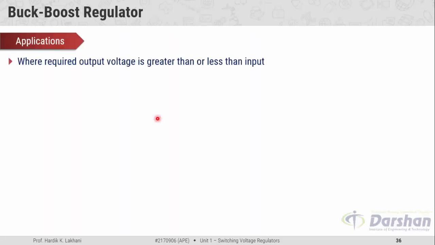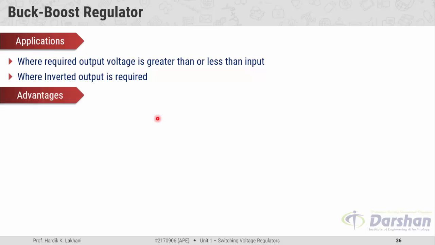Applications of buck boost regulator: whenever the application demands variation in the DC voltage, sometimes greater magnitude of DC voltage and sometimes less magnitude of DC voltage. And whenever an inverted output is required, which means the output voltage produced by the buck boost regulator has the opposite polarity to the supply voltage.